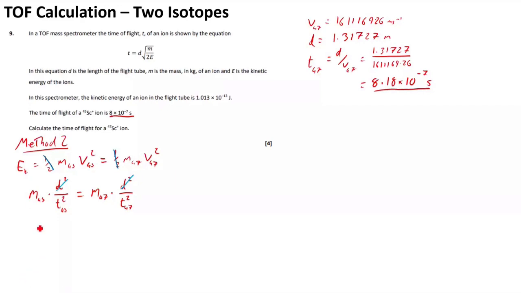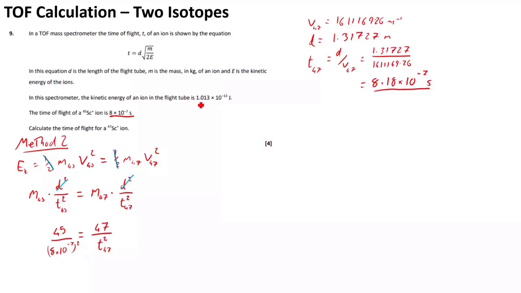And with the mass of 45 and the mass of 47, if I converted it into kilograms, so divided by 1,000, divided by Avogadro's number, I'll do that to both sides of the equation. So those steps would also cancel out. So I can actually just now refer to the mass as just 45 and then just 47. I don't need to do all the weird converting into kilograms there. So the time of 45 they've given us, 8 times 10 to the minus 7, we can square that. And then this is going to be the time of 47 squared.